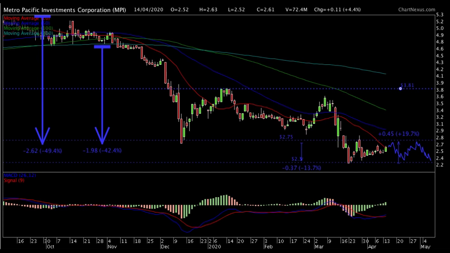The name of the game, especially when you're using technical analysis, is never speculate, never forecast, never guess. Just take the charts as they are. And looking at the charts, this is what I do know. It's closer to the 2.75 resistance compared to where it is from the 2.3 support level.